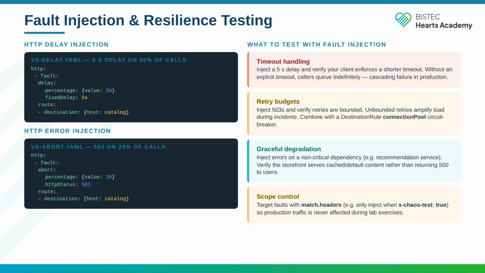To keep production traffic safe during lab exercises, scope faults with a header match. Adding a condition that only injects when x-chaos-test: true is present in the request means real traffic is never affected, even if a fault injection rule is accidentally left applied.